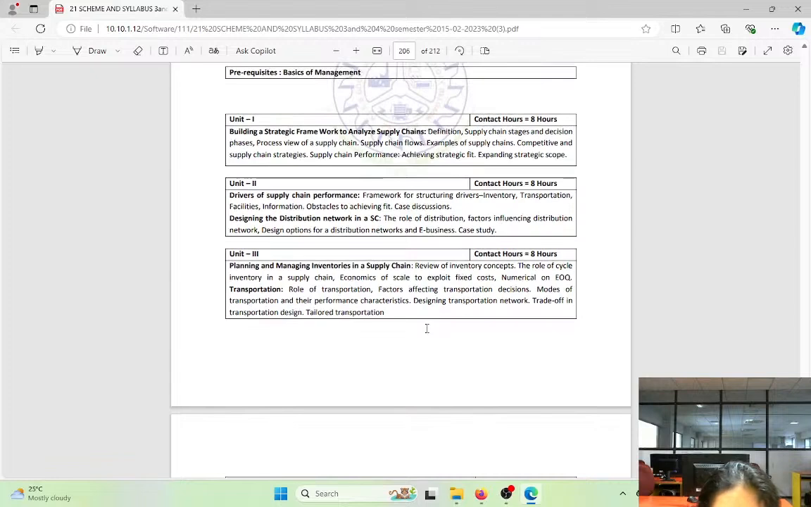Coming to the third unit, we have two sub-units in this, that is planning and managing inventories in the supply chain. Then the second part is about transportation. First, the inventory itself is a huge store where there are many things we can discuss. For example, if I just take the concept of Amazon, it is a huge ocean-type organization or firm which delivers everything from groceries to software. Wherever you go, Amazon works across the entire globe.